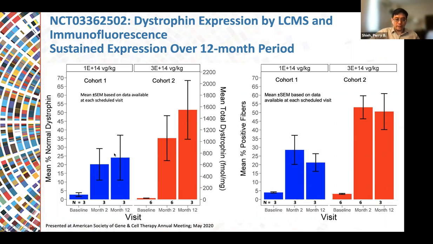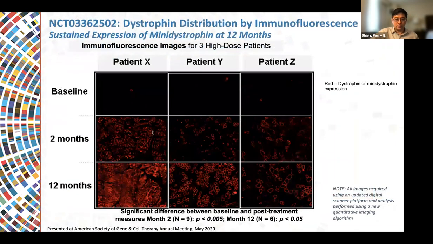So this is the increase in the protein that's found by mass spec. And then if you look at the histological staining by immunofluorescence, there's also an increase in the number of fibers which are staining positive. This is the lower dose, and this is the higher dose, showing that up to about 50% of the muscle fibers were staining. And this is just to show you representative samples of the higher dose, up to 50% were staining, very similar to what I showed earlier, no staining at baseline, an increase in the number of fibers which are staining.